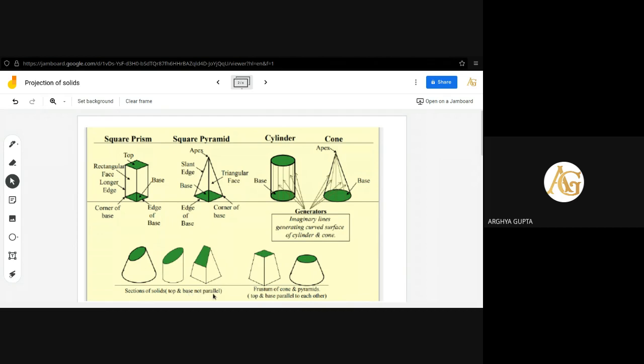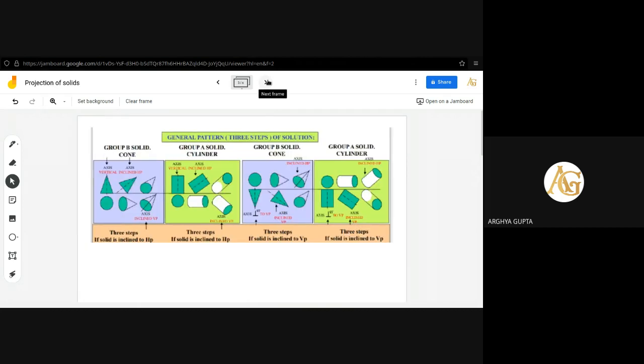If you want, you may note it down. Truncated, TRUNCATED. So they are truncated solids. When the cutting plane is inclined to the base, truncated, and when the cutting plane is parallel to the base, they are frustum solids. FRUSTUM. So there are more pictures being shown here.